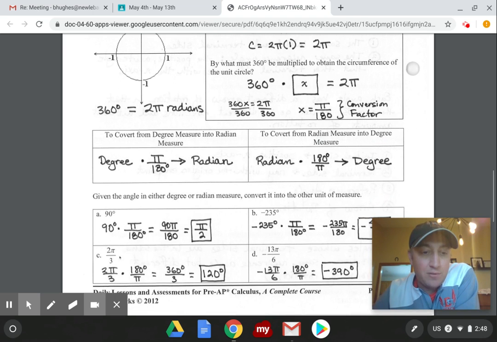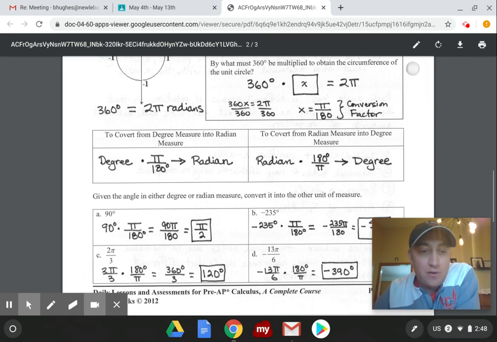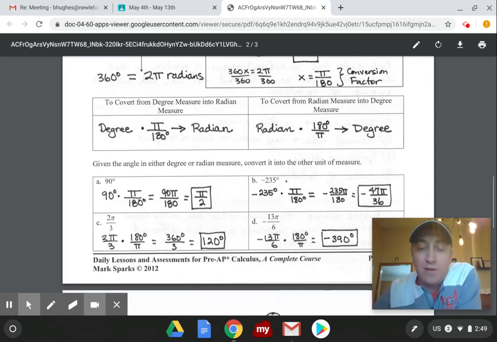We got 2 examples down here below. 90 degrees. So if 90 degrees is a quarter of the way around a circle, if I wanted to know what my radian measure would be, I would take 90 degrees and multiply it by pi over 180, and then I would reduce my fraction. 90 over 180 is pi over 2. Here's another one, negative 235 degrees. I would multiply that by pi over 180, simplify my fraction, and then there is my radian measure, negative 47 pi over 36.